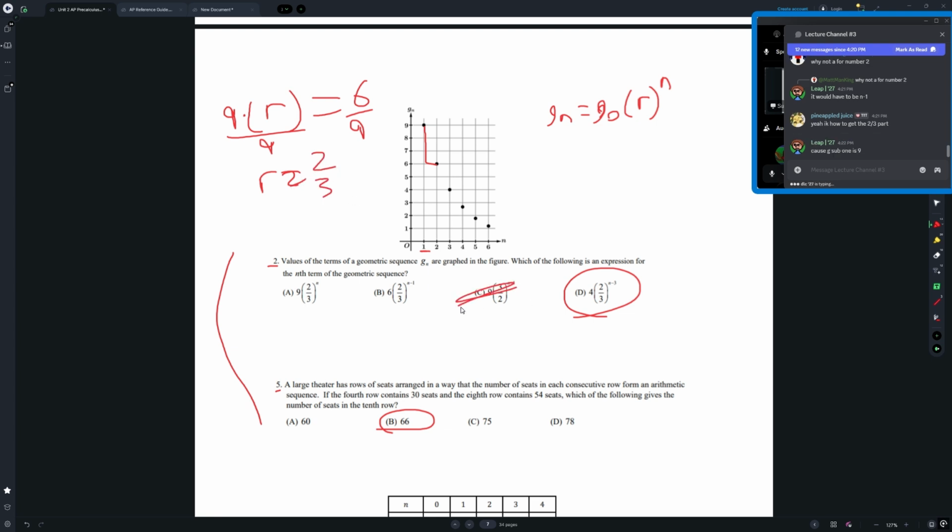So it can't be C. Then it can't be this one, because we started at 1. So there needs to be an n minus 1 for this one to be true. So it can't be this one. For this one, same issue. Now that we're at the second term, it has to be n minus 2, which leaves this one because it's 4 and n minus 3.